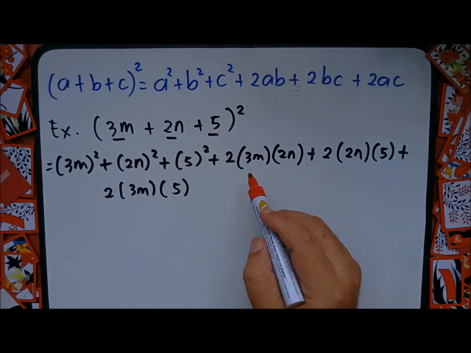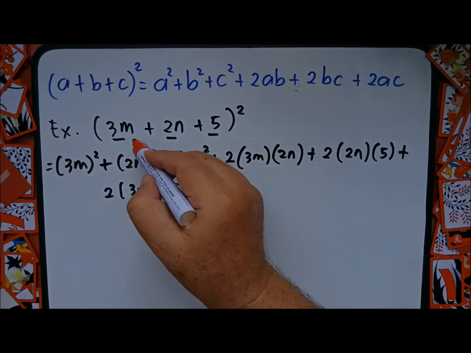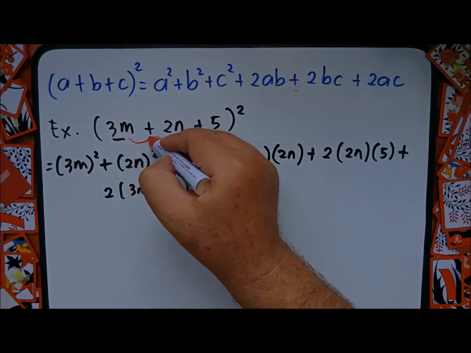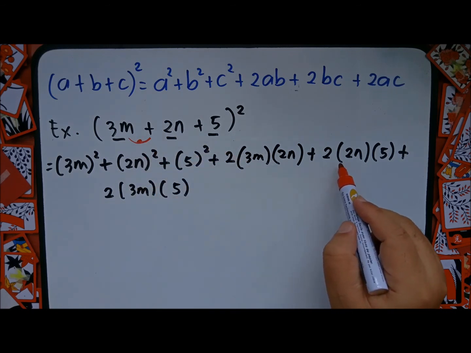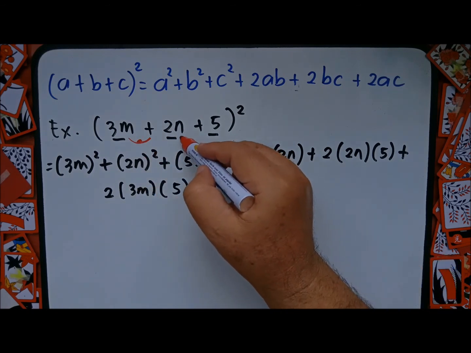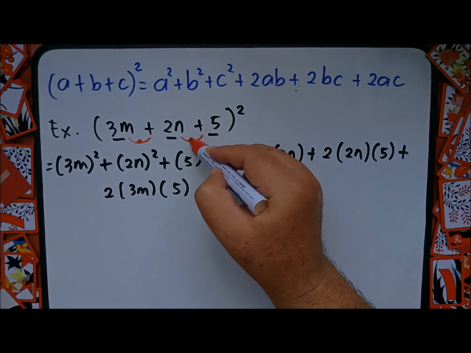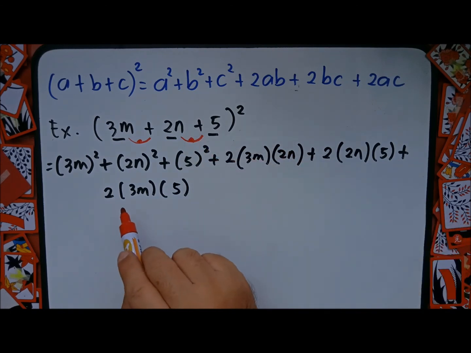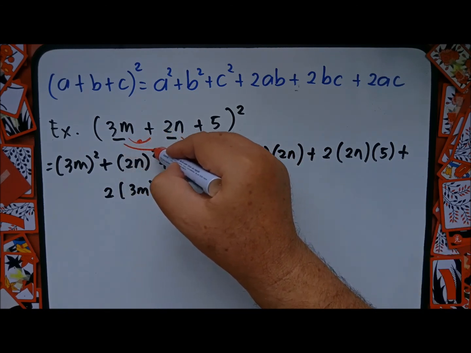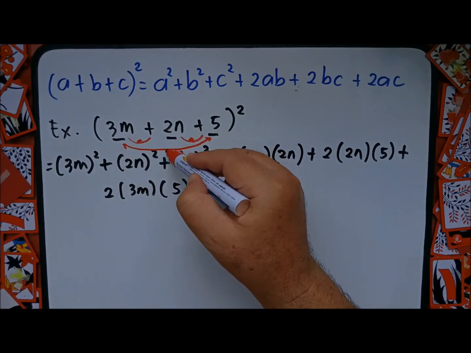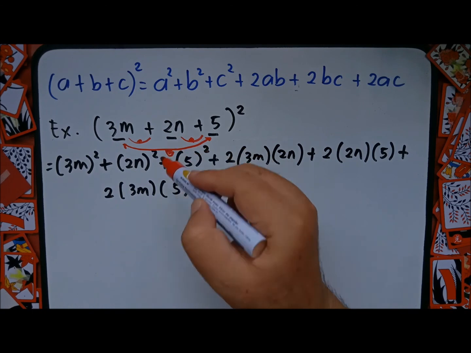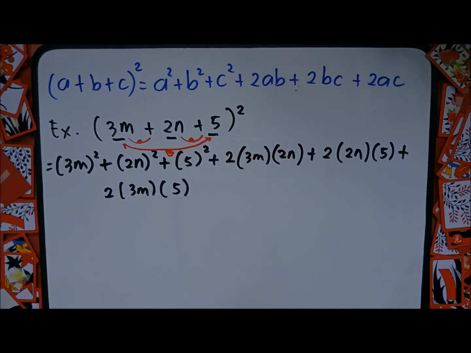Now, twice the first and the second term, twice the second term and the third term, twice the first term and the third term. Okay, now simplify.